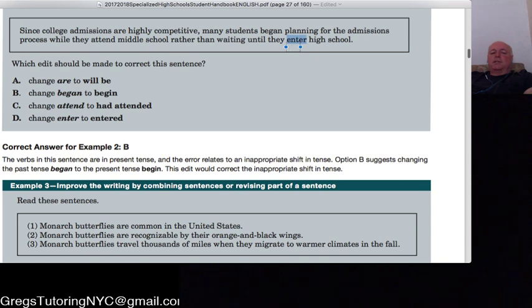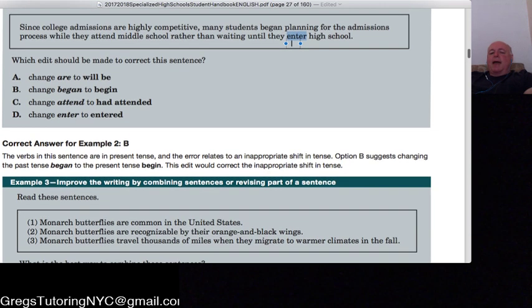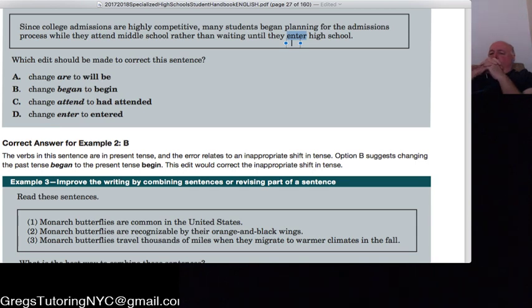Okay. Now, example 3 kind of gets back into the scramble paragraph mode of things. So we have 3 sentences. It says improve the writing by combining sentences or revising part of a sentence. So what they're going to do is combine these 3 sentences in some manner. And one form ends up being the best. So again, it just says improve it for some definition of improve. They don't define what an improvement is. So we have to assume out of whatever the choices are, it's going to be the best one.